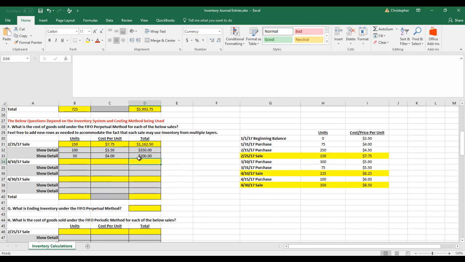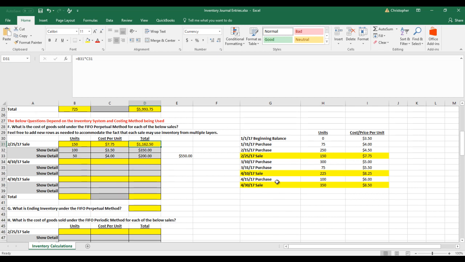So if we just look at that one sale, I'm going to add the two costs of goods sold up together over here. We have $550 cost of goods sold for the 150 units that we used. We sold it for $1,162.50, so that's a pretty decent profit margin there.